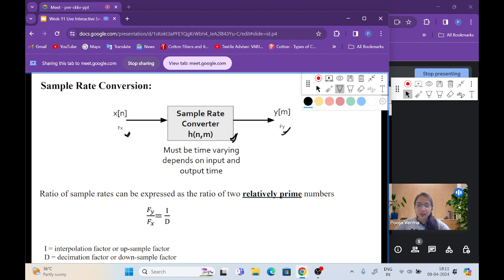The ratio of the sample rates can be expressed as a ratio of two relatively prime numbers, where Fy, the output sampling frequency, divided by Fx, the input sampling frequency, must be equal to I by D, where I is the interpolation factor or upsample factor, and D is the decimation factor or downsample factor.